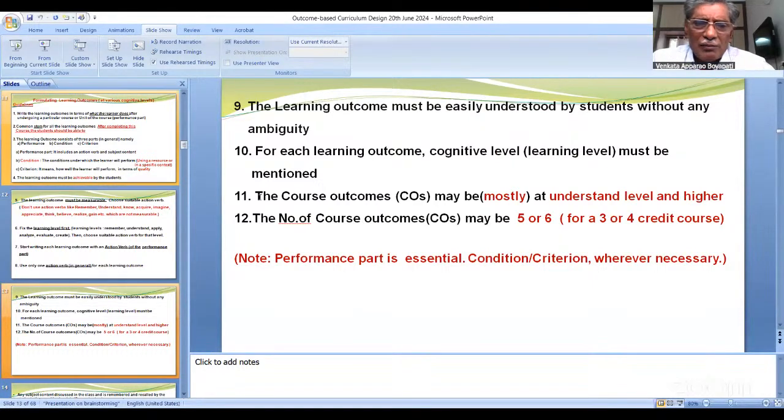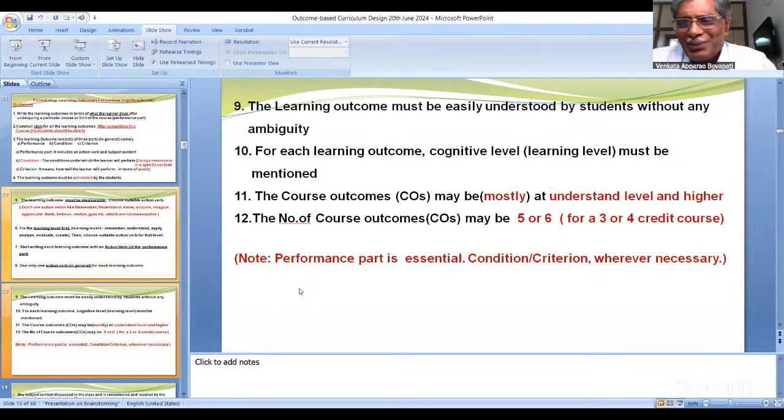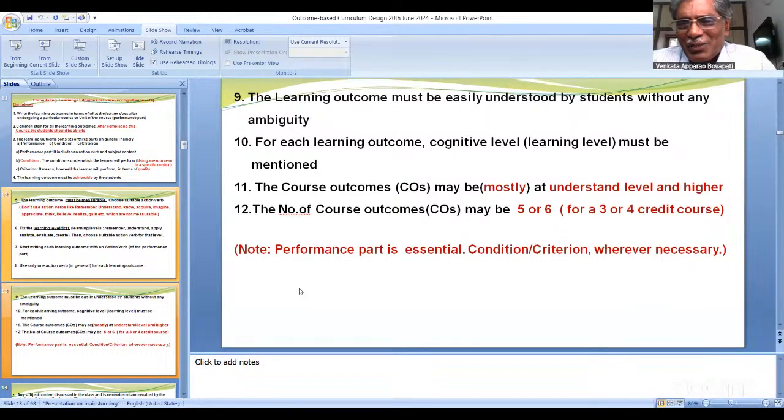Ninth guideline, the learning outcome must be easily understood by students without any ambiguity. Please use the simplest possible language, English language. Don't use complex sentences. What you mean and what the students understand, there should be perfect agreement. That is important. These course outcomes are not only for the teacher, they are for the teacher and also for the student. Right?